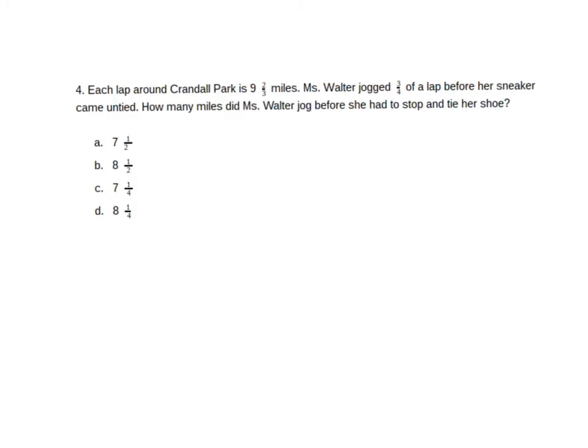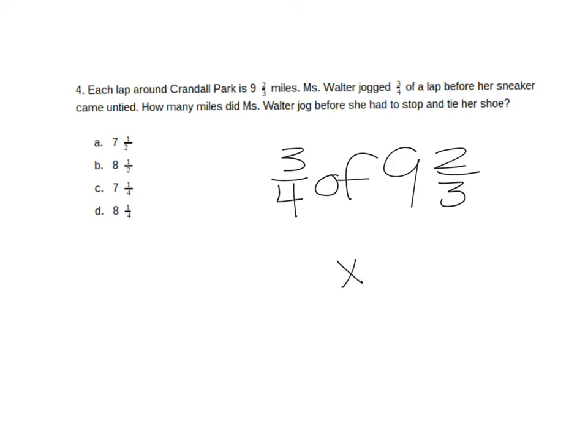Each lap around Crandall Park is 9 2/3 miles. Miss Walter jogged 3/4 of a lap before her sneaker came untied. How many miles did Miss Walter jog before she had to stop and tie her shoe? Well, we know that each lap was 9 2/3 miles, and she jogged 3/4 of a lap. So she did 3/4 of 9 2/3, which tells us we need to multiply. So we're going to do 3/4 times 9 2/3.